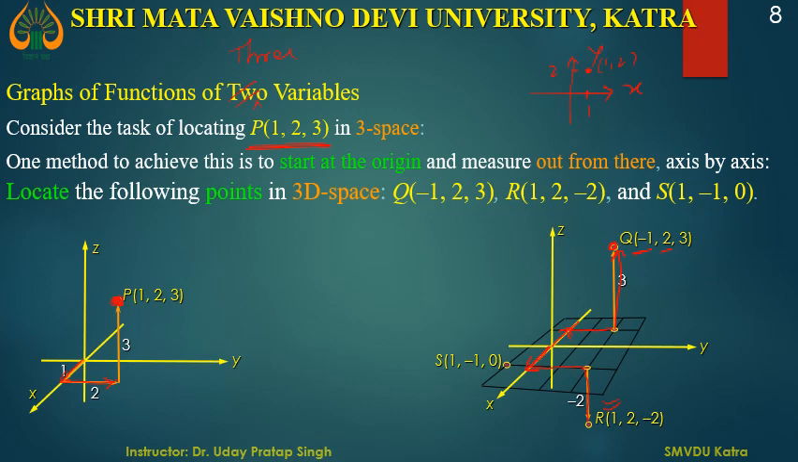Similarly, what is 1, minus 1 and 0? In x direction 1, in y direction minus 1, right? This is positive y-axis, this is negative y-axis. In the negative y-axis direction, minus 1. And what is z? Z is 0. Therefore, there is no upward movement from 1, minus 1 and 0, right? In this way, we can locate a 3-dimensional point, right?